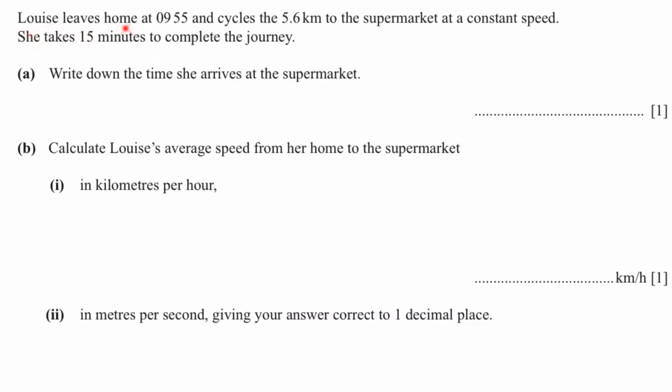Luis leaves home at 9:55 and cycles the 5.6 kilometer to the supermarket at a constant speed. She takes 15 minutes to complete the journey. Write down the time she arrives at the supermarket. She leaves at 9:55 and she takes 15 minutes. After 5 minutes, it will be 10, correct? And there are still 10 minutes remaining. So she reaches at 10:10.